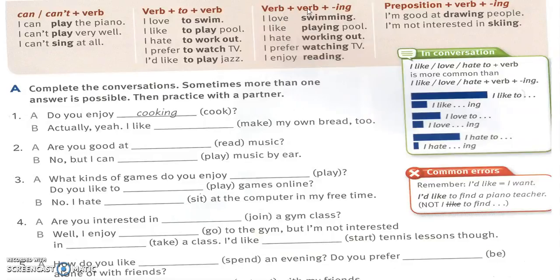Verb plus verb plus ing. I love swimming. I like playing pool. I hate working out. I prefer watching TV. I enjoy reading. Preposition plus verb plus ing. I'm good at drawing people. I'm not interested in skiing.